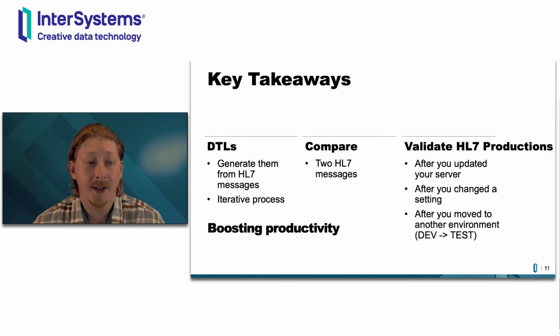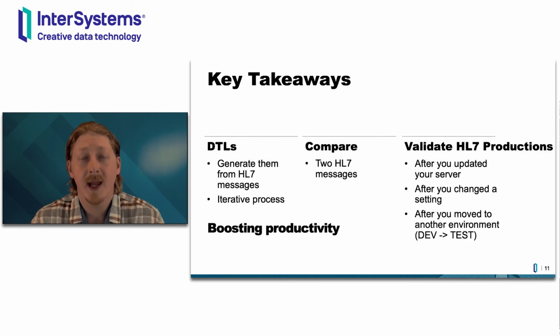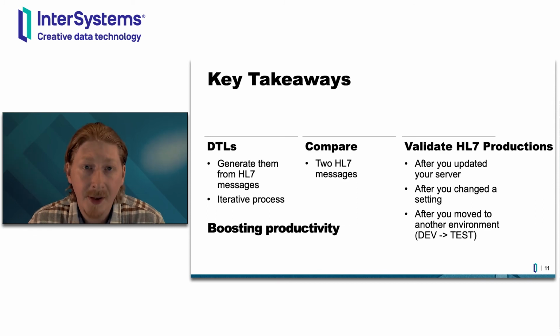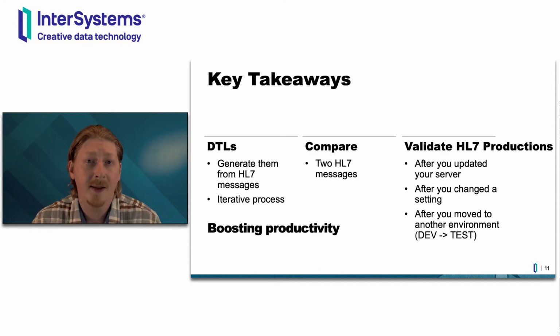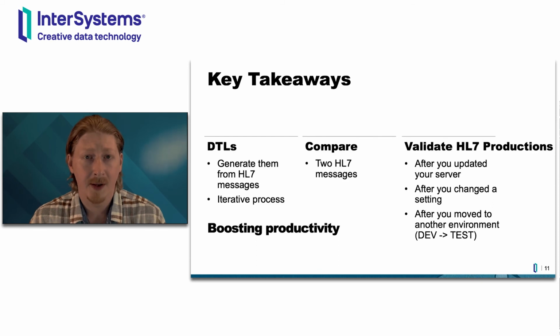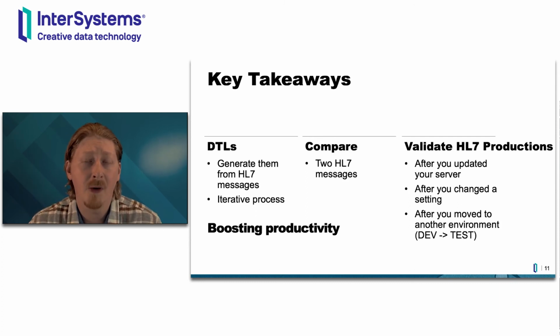DTLs can be generated if you can provide sample inbound and outbound messages. This is an iterative process, so we allow you to take this generated DTL class and improve it, run the tests again, and then see your KPI going up and up, right? And you can do this over and over in an iterative process, and I think that's a good and productive way of getting to a good DTL in a quick way.